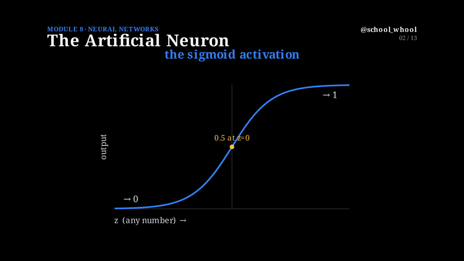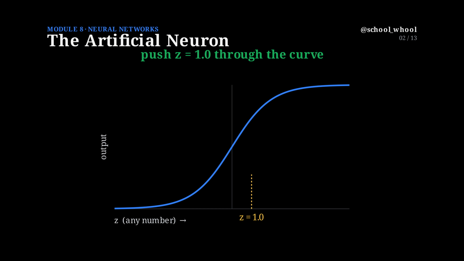So let's push our z through the curve. Find z equals 1.0 along the bottom. Go straight up until we meet the curve, then read across to the left axis. The output comes to 0.73. Two inputs went in, one clean number came out. And that single number is the neuron's answer.